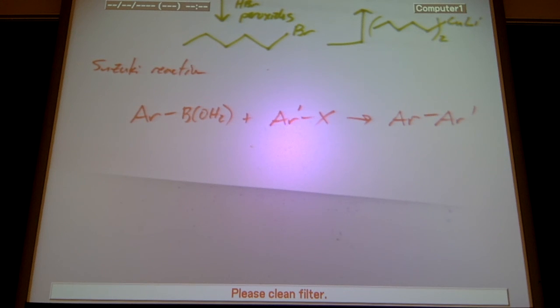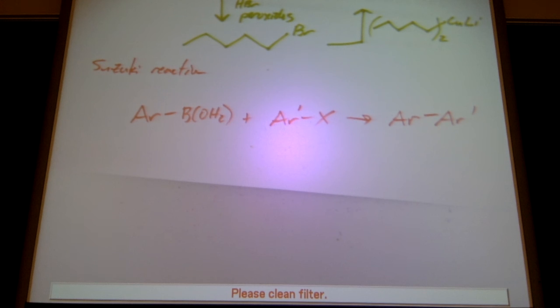The Suzuki coupling reaction is less general than the diorganocopper reaction because it does not work with alkyl substrates, but it's preferred when possible because it only uses a catalytic amount of metal rather than a full equivalent, and because palladium compounds are less toxic than copper compounds.